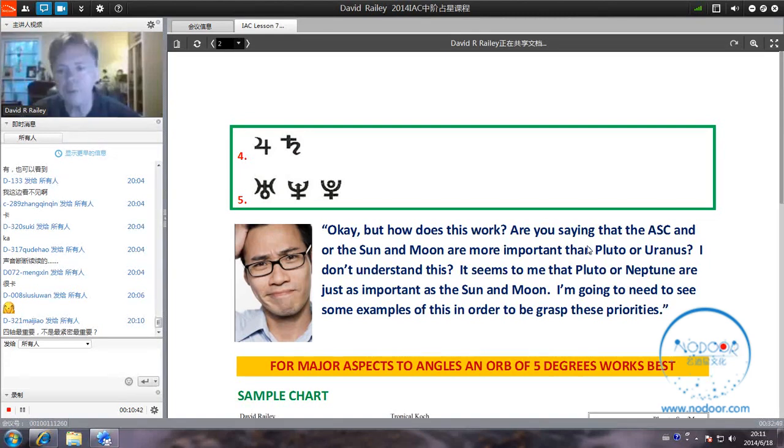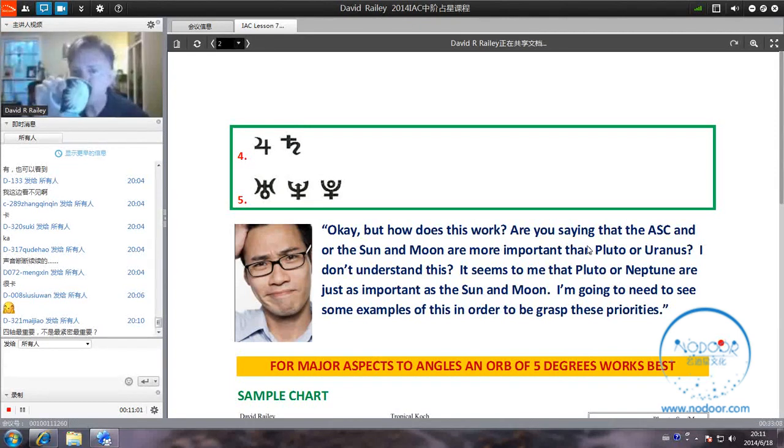If you have something that is 5 degrees or less, it's going to show up very strongly, even if it's at 5 degrees. It'll still influence at 6 or 7, but less so.